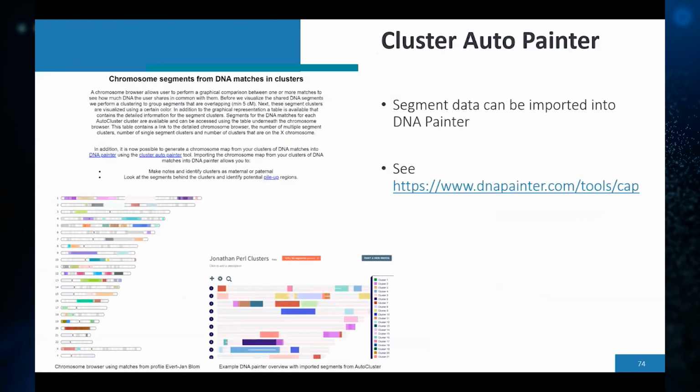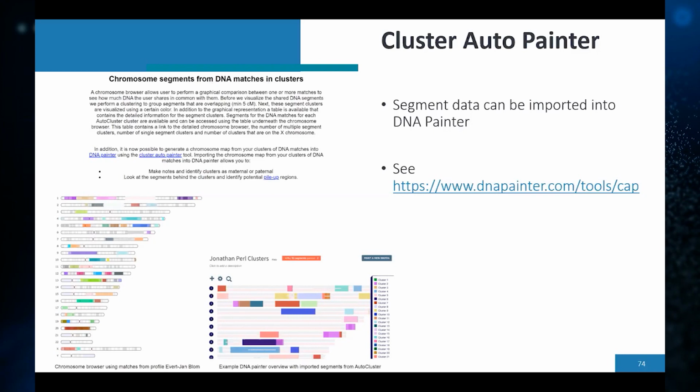Almost last slide is what else you can do with the auto segment data, apart from doing some tree building and stuff like that. You can also import those data into DNA Painter. So you can take the HTML chart and load it directly into DNA Painter and get all of the overlapping segments at once in your profiles. And now that's starting to rebuild the DNA of our ancestors right there, right?